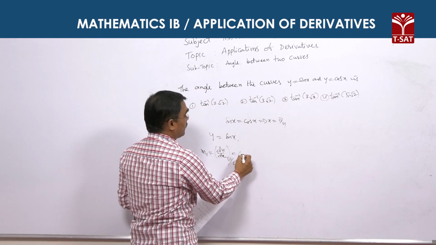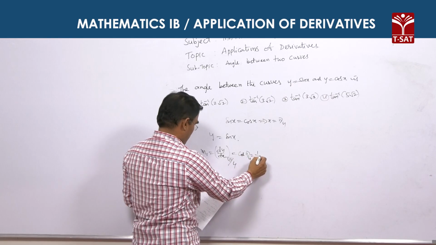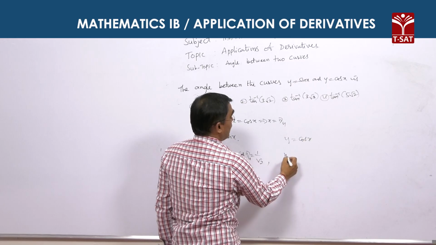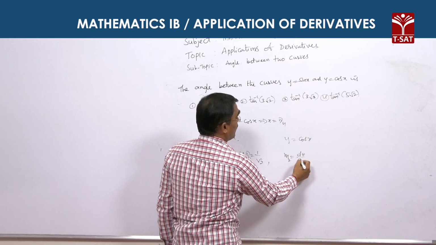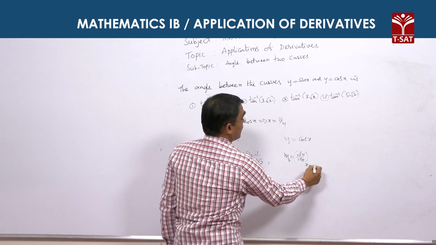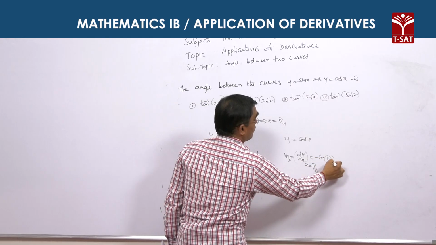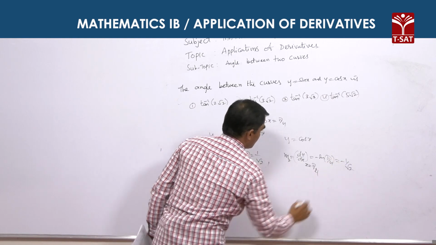is cos pi by 4. Cos pi by 4 is 1 by root 2, right. And the second curve is y is equal to cos x, right. And the slope dy by dx at the point x is equal to pi by 4 is minus sin pi by 4, the value is minus 1 by root 2.